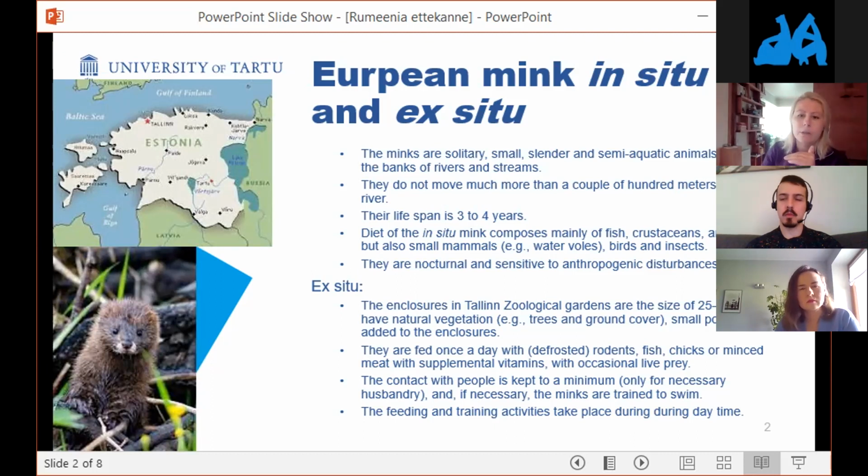But this information about the life of the in situ European mink becomes relevant in comparison to minks living ex situ. So again, the food: minks are fed once a day with defrosted rodents, fish, chicks, minced meat with supplemental vitamins and occasional live prey. And the contact, although it's kept to a minimum, only for necessary husbandry, at least for the animals who are being reintroduced. They are mostly diurnal in captivity, because all these kind of husbandry activities take place during the day.